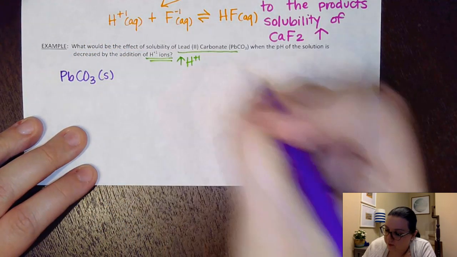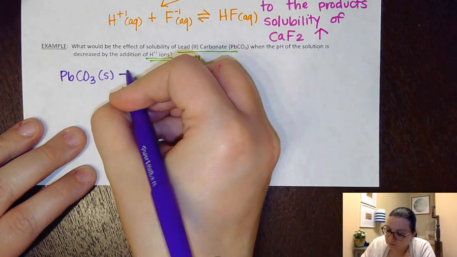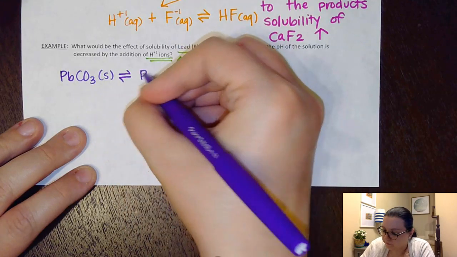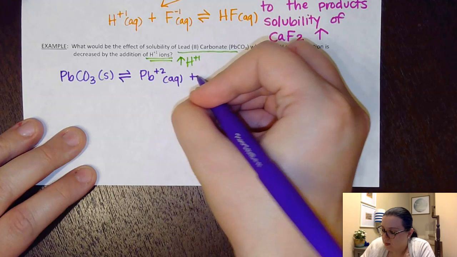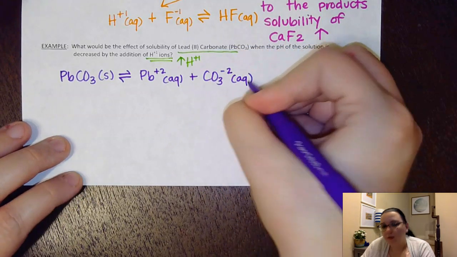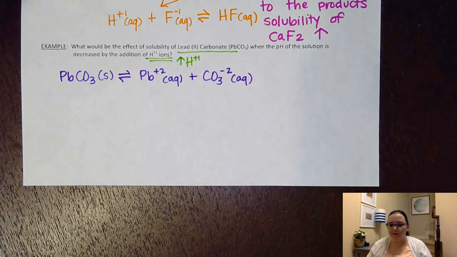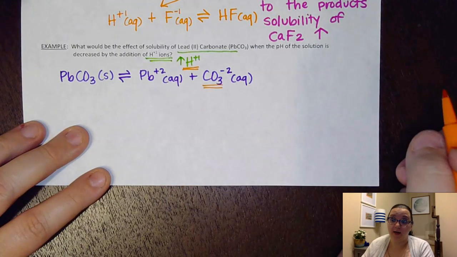So what I'm going to start off by doing is writing my dissociation for the PbCO3, which since it's talking about solubility, it must be one of those that make an equilibrium. I'm going to have lead and my carbonate here. And then I'm like, okay, well, at first glance, hydrogen, it's not in there. So is there anything in common? Well, there's not, but the hydrogen and the carbonate could interact.